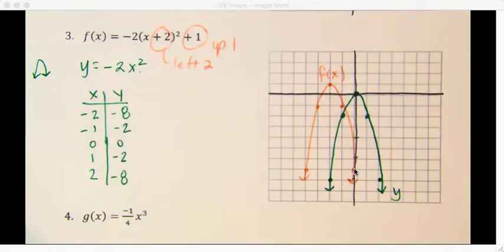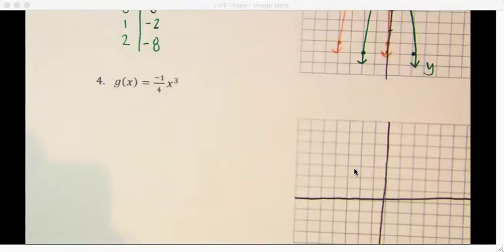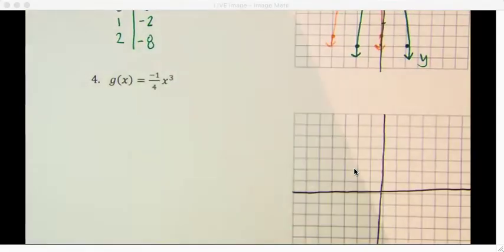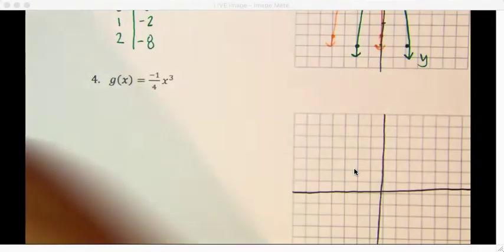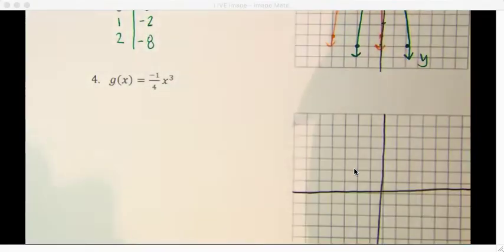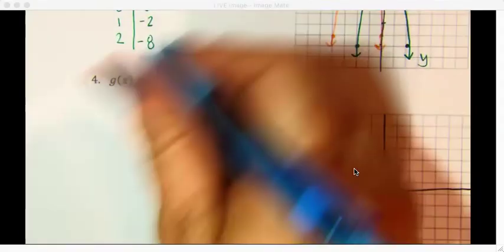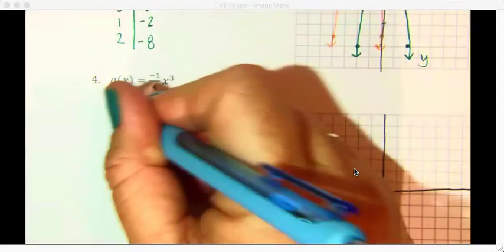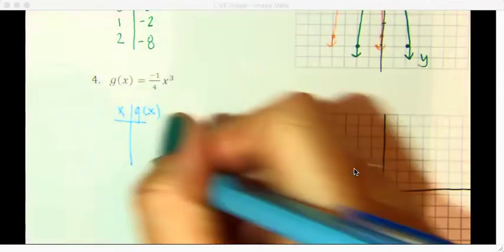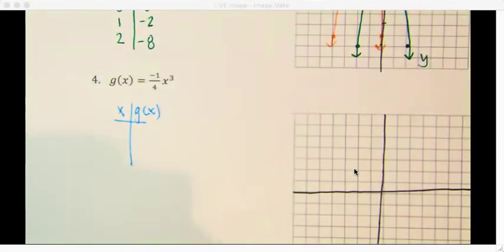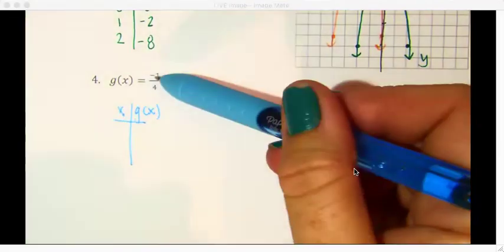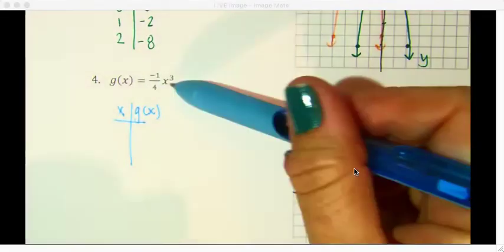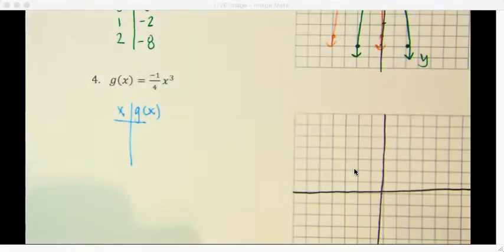Okay. Now the next example, we have -1/4 x cubed. With this one, because there's no shifting up, down, left, or right, I'm going to go straight to the answer. I'm not even going to use a parent graph or anything like that. I'm going to use x and g of x. However, I am going to pick values that work out nicely because I have a 1/4 here, and I'd like to pick values that don't give me any ugly fractions.